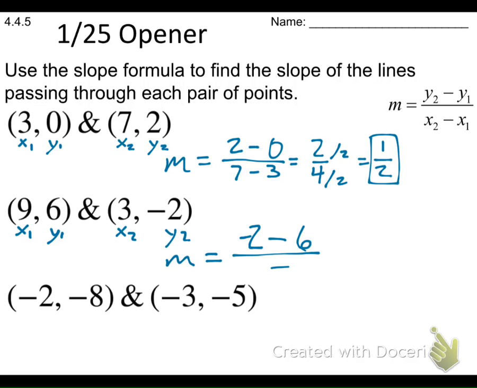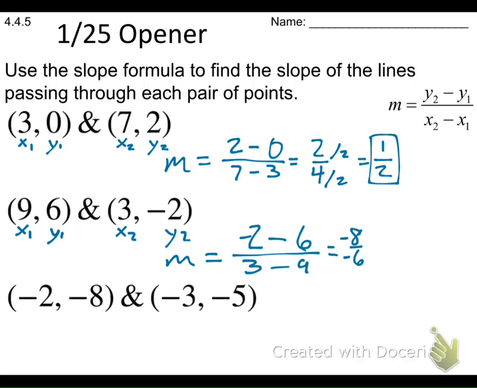What's the bottom look like? 3 minus 9. Perfect. Okay, what's -2 minus 6? -8. What's 3 minus 9? -6. Does anyone remember what happens to these negatives? Since there's a negative on the top and the bottom, they just cancel out because a negative number divided by a negative number is a positive number.